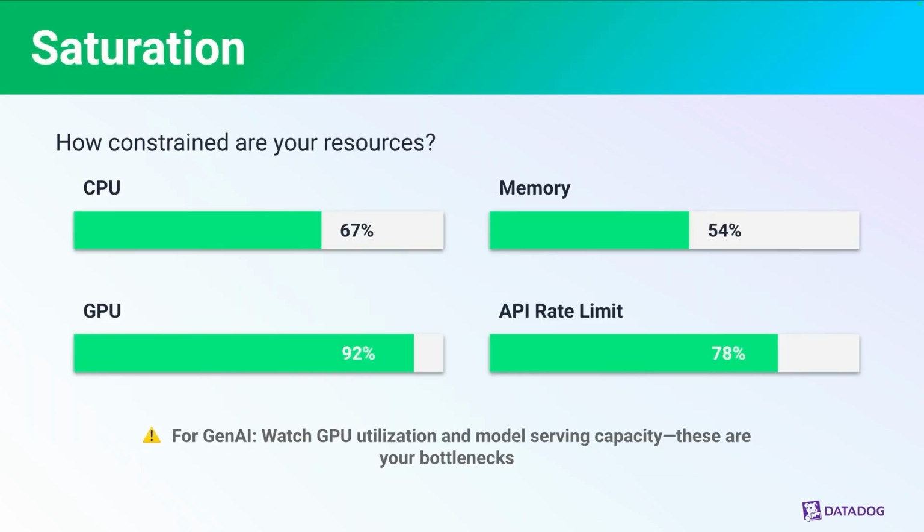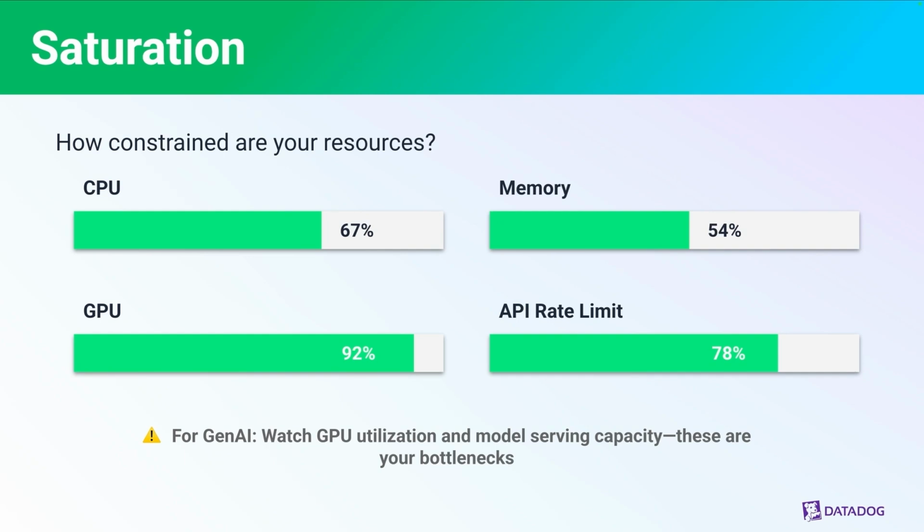The final signal is saturation. Saturation is all about answering the question, how constrained are your resources? It's generally measured by looking at the utilization of your critical infrastructure. However, for GenAI apps, the bottlenecks have shifted. You must pay special attention to two new areas. The first one is GPU utilization. The second is API rate limits.